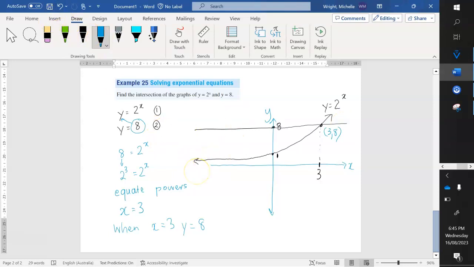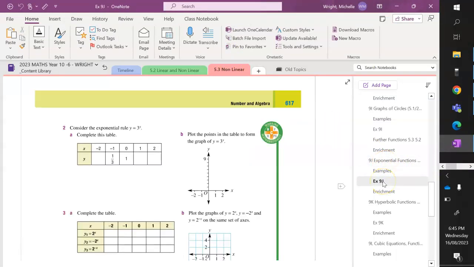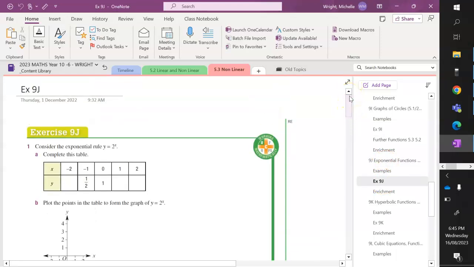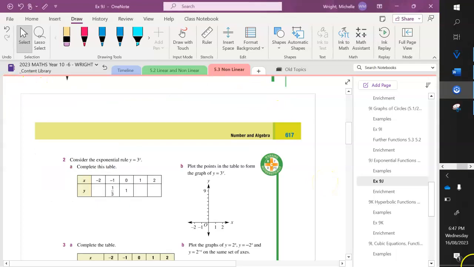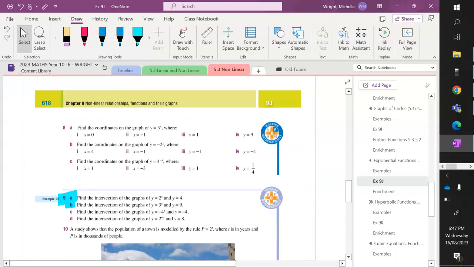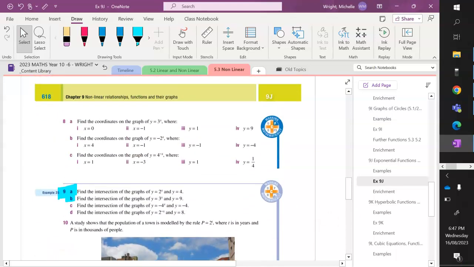Now that you've done that, what you're going to do is jump over to the OneNote. You're going to have a look for the exponential functions, and I'm in the 5.3 tab. We're going to go down to exercise 9J, and I'm going to highlight some questions in blue there for you to have a look at. So you're going to stick your sheet in your book. Coming to 9J, we're only going to have a look at the blue questions. The only blue questions I need you to have a look at are 5, 7, and 9. So get those in your book, mark them, check that they're okay.